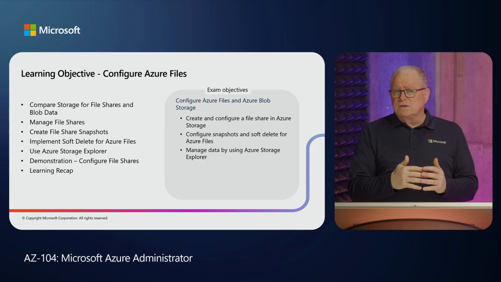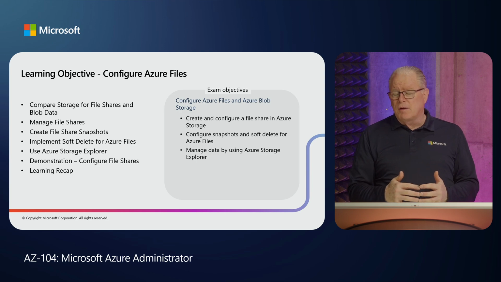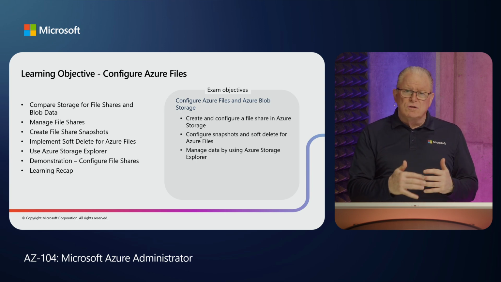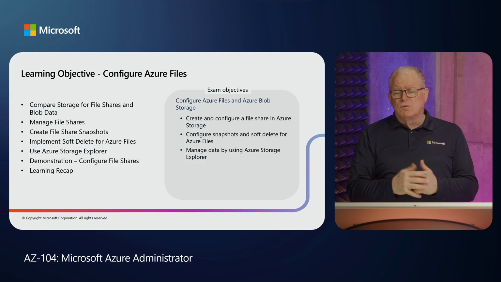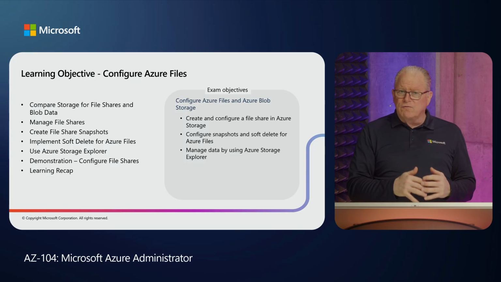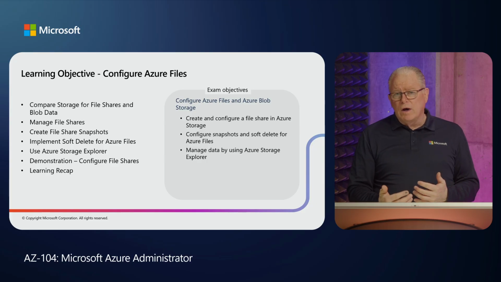This is now going to give you legacy access using what's called SMB, or the Server Message Block protocol, and that traditional file structure of folders that you were working with. So let's take a look at what file shares are, how they differ from blob storage, where you might use them, and why you might use them.